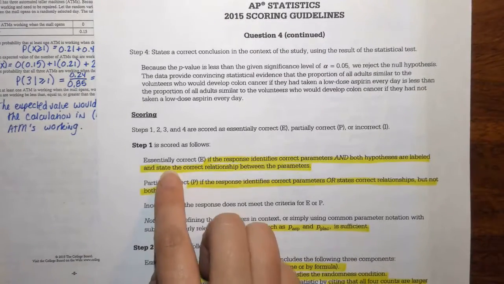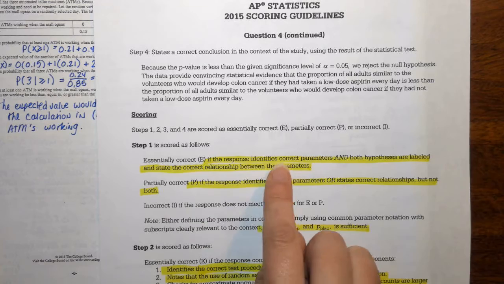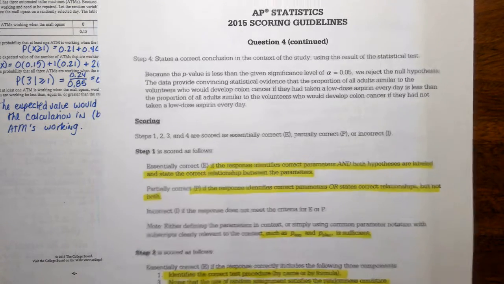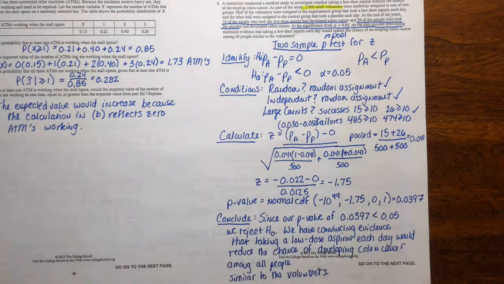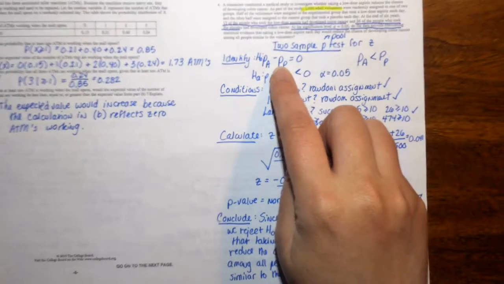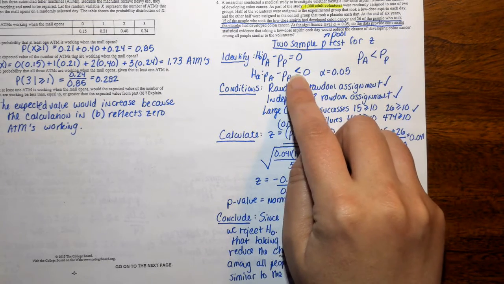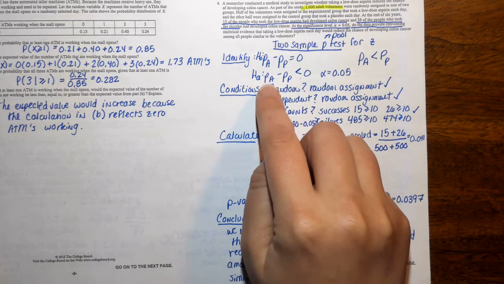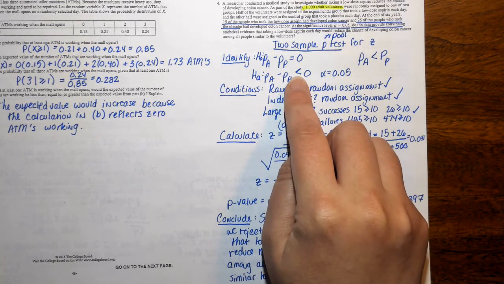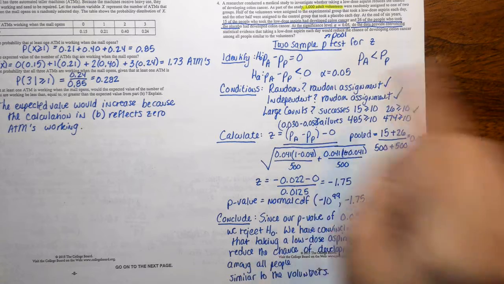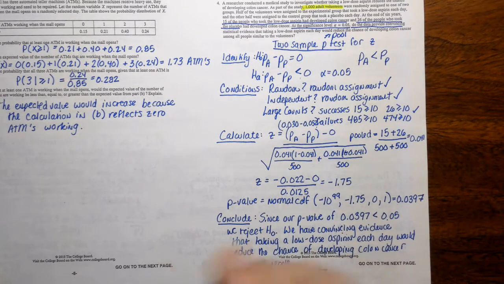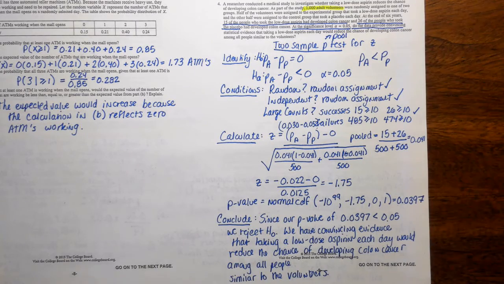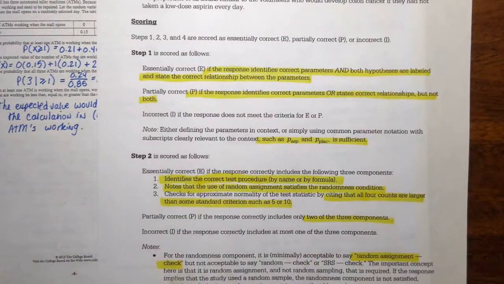First step, essentially correct if you identify the correct parameters and both hypotheses are labeled, and state the correct relationship between the hypotheses. Okay, so I have A and P less than 0. This is less than. If you have these switched, if you have P in the front and A here, then you'd have greater than. That's okay. And 0.05. Okay. Notice I didn't define the parameters. I didn't have a lot of room.